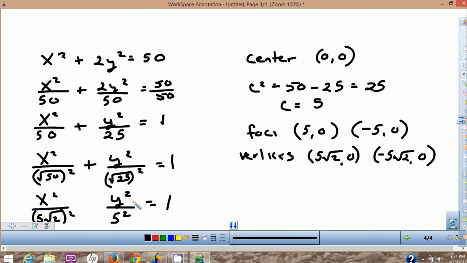Now if I want that top point on my ellipse going up and down from the center, how far up and down am I going to go? I'm going to go up and down 5, the number that's underneath my y. So that's what we do with ellipses when we need the equation of an ellipse.